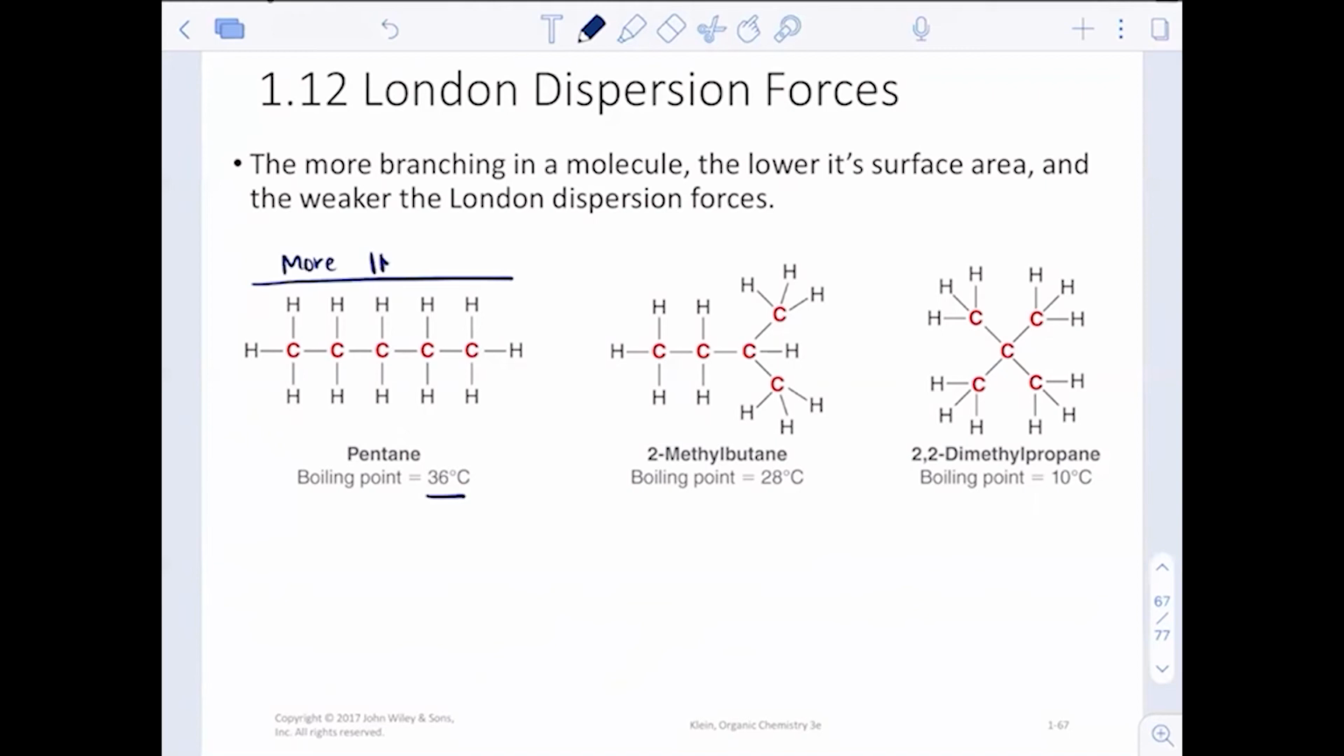And I'm just going to abbreviate that IMFs. These are London dispersion forces, simply because we're only dealing with hydrocarbons right now. But notice how our boiling point decreases with the less surface area. Less intermolecular forces, not as many things holding those molecules together in the liquid phase.